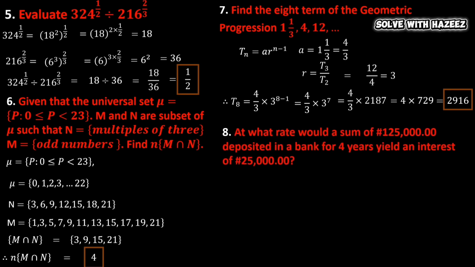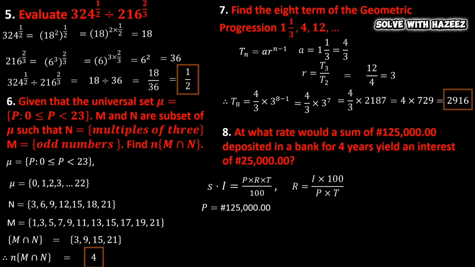Now moving down to number 8, we have, at what rate would a sum of 125,000 deposited in a bank for 4 years yield an interest of 25,000? Now this question is coming from simple interest. And the formula for simple interest is SI is equal to P multiplied by R, that is principal times rate times time, all over 100. But here we are finding the rate. So making R the subject of the relation, we are going to have R is equal to the interest times 100 all over P times T, that is principal multiplied by T.